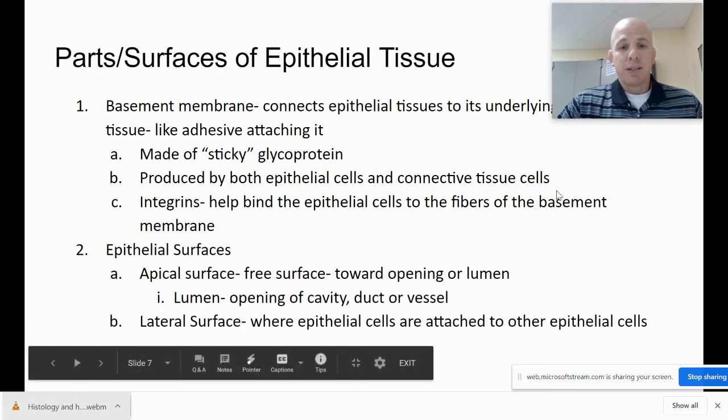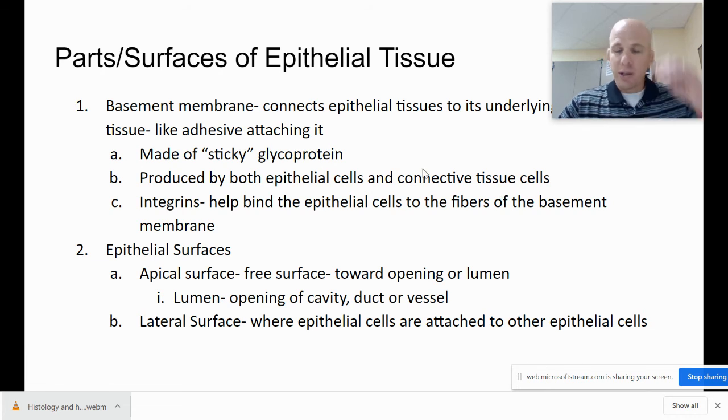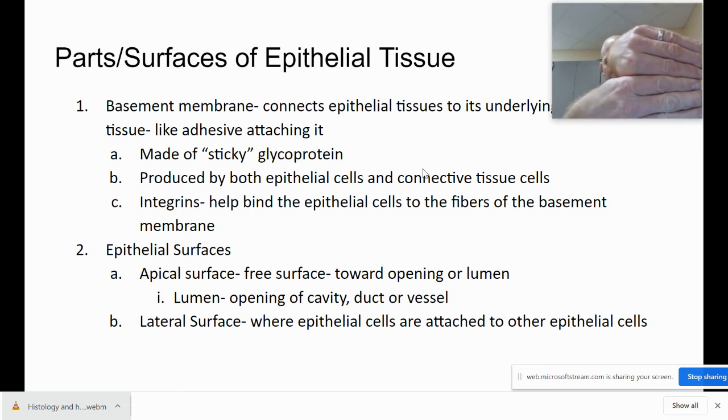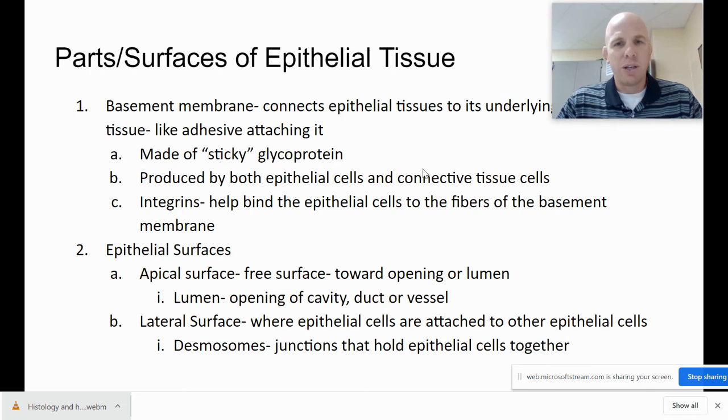Okay. The lateral surface is basically where the cells of the epithelial tissues are coming together. So when they're held together side to side, so if my fingers are both, whoa, which way is the camera? Both epithelial tissues, basically those lines in between my fingers would be like the areas where they're being held together. Now, specifically there, we have these things called desmosomes. Desmosomes form junctions between cells and hold them together side to side. So the integrins hold them down, the desmosomes hold them together side to side.